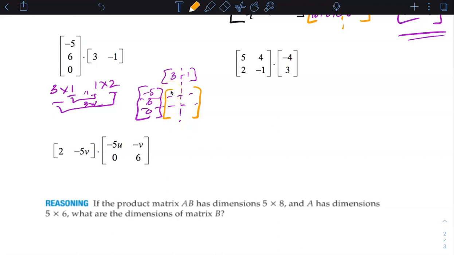so negative 15. This would be 6. I can't read my writing. So that's 6 times 3, which is 18. 0 times anything is 0. I'll put a 0 here because I already know the answer. And you get to this one right here, right? So row 1, column 2, so that's 5. And then row 2, column 2 is negative 6. And there we go. There's our answer.